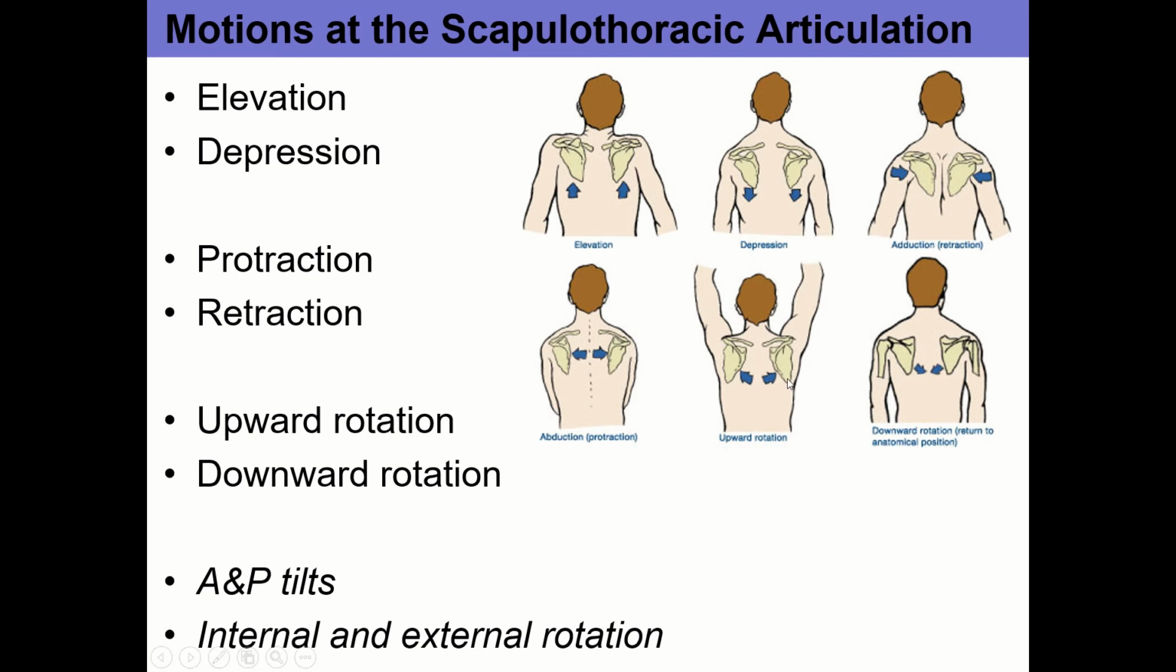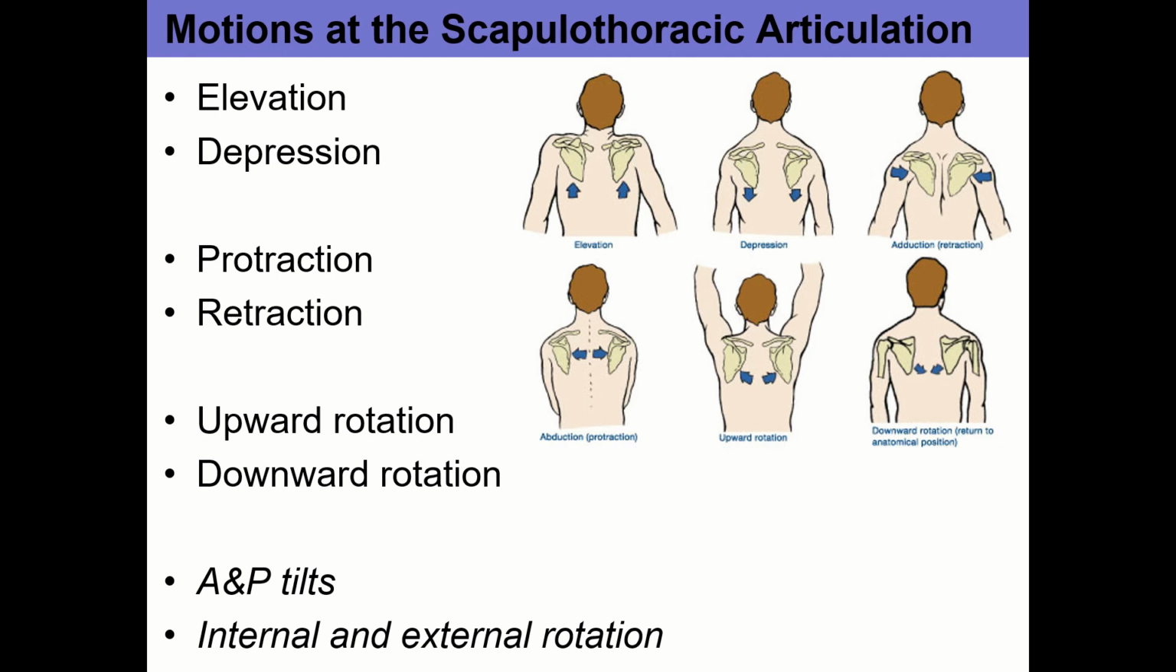We'll watch the inferior angle of the scapula, and if we go from a normal anatomical position and lift our arm up over our head, which again is abduction at the glenohumeral joint, that abduction is going to occur with upward rotation of the scapula. That inferior angle is going to rotate up and out. Downward rotation is just the opposite motion, where that inferior angle of the scapula rotates down and in. We'll get downward rotation with adduction of the glenohumeral joint. When you bring your arm back down to your side, coming back to anatomical position from having your arms overhead, that's when you're going to get downward rotation.